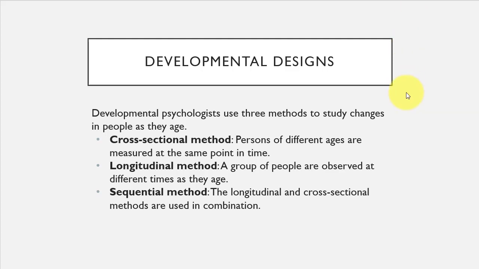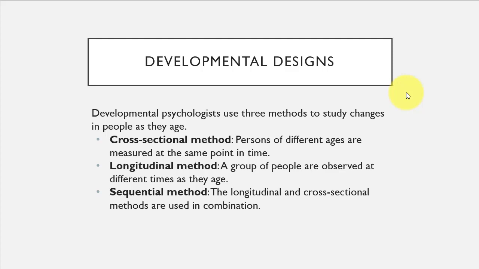I could use a sequential method where, and bear with me, this is a little bit cumbersome to describe because it's combining the two, but here's what I could do. I could look at the attitudes of freshmen and sophomores now, and then I could look at the attitudes of freshmen and sophomores when they are juniors and seniors. So I would be getting 2 different time periods, but I would be getting a representation of freshmen and sophomores and juniors and seniors by doing that.